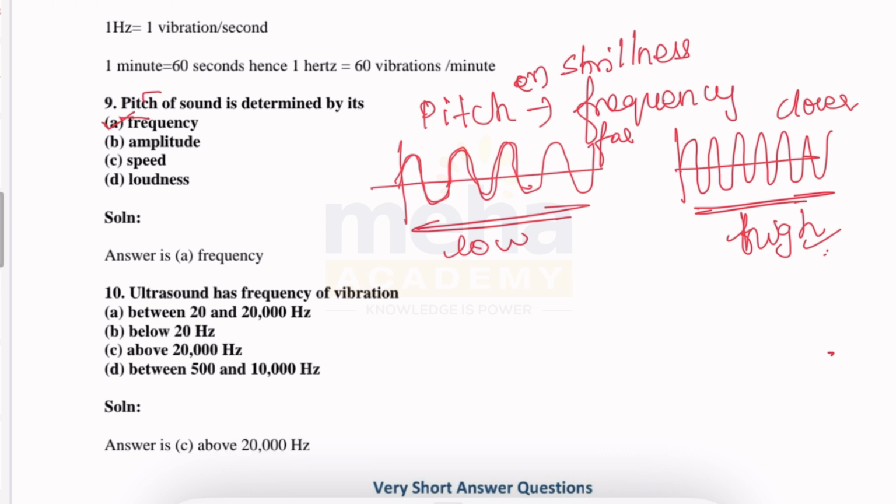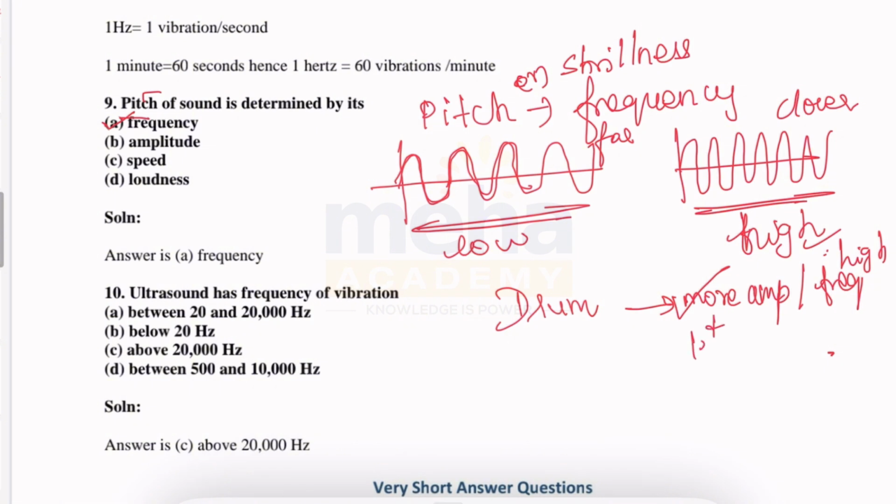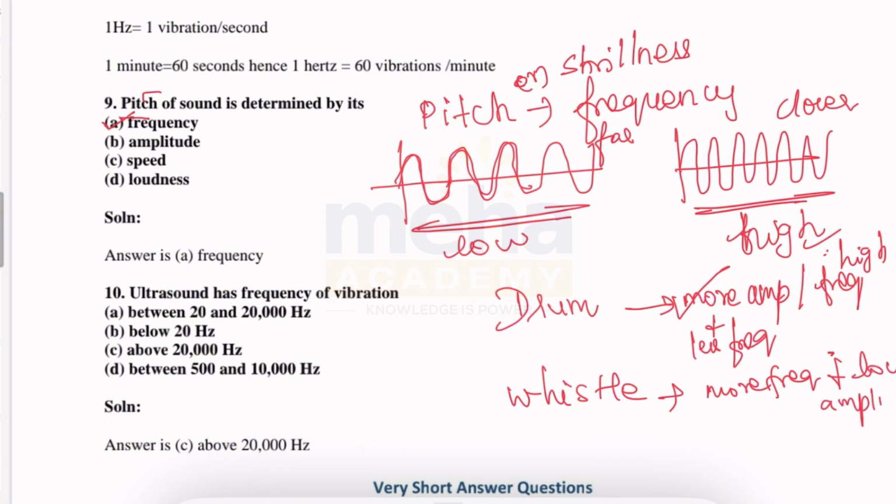If you take a drum, does it have more amplitude or high frequency? They will give you two options. A drum is about loudness, so it has only amplitude, more amplitude and low frequency. When you blow a whistle, it has more frequency and low amplitude, because the pitch will be high with a shrill sound.